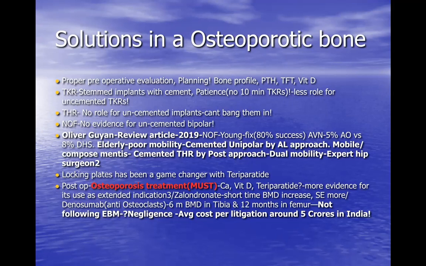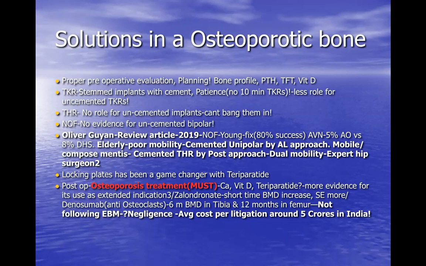So this is what is happening. So this should be avoided. Walking plates have become a game changer with the use of teriparatide in this particular scenario. Post-op, very important, osteoporosis treatment is a must. I think more and more will become negligent if we don't treat osteoporosis. And we should use calcium, vitamin D if there's deficiency, and teriparatide.